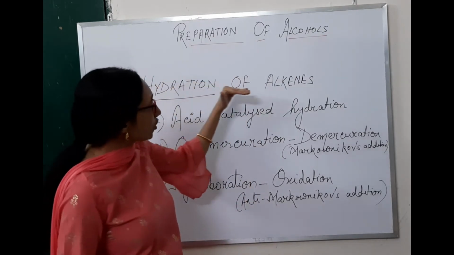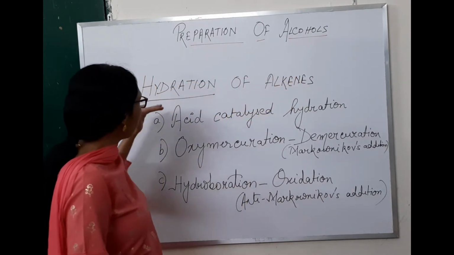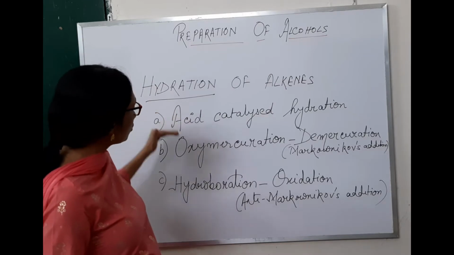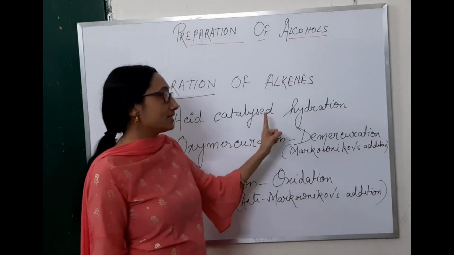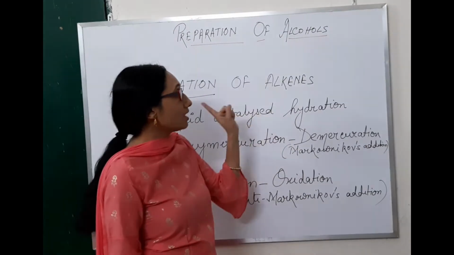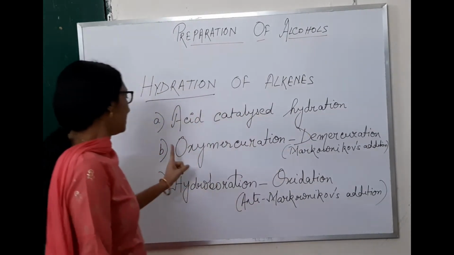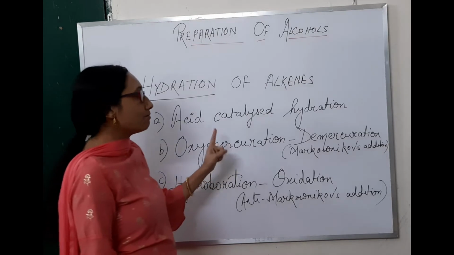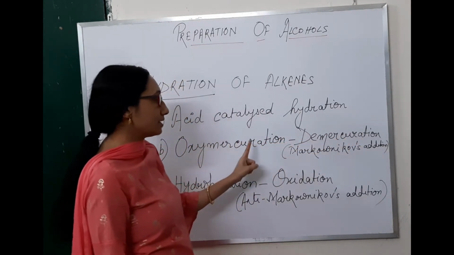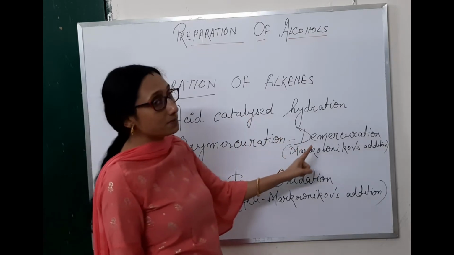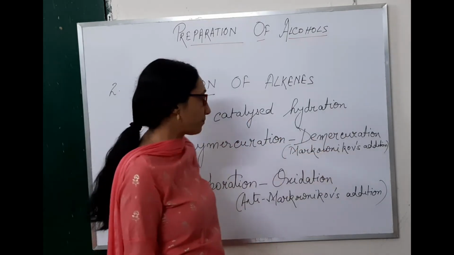Now this hydration of alkenes can be classified into three types. The first one is acid catalyzed hydration. This is the direct method. The second one is oxymercuration, demercuration. And this method is the Markovnikov's addition of water.